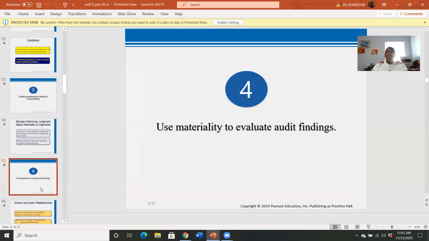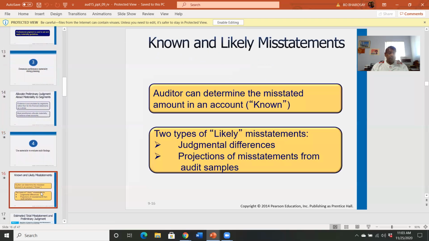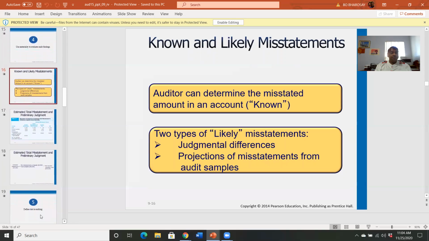We'll use materiality to evaluate audit findings. Known and likely misstatement. The auditor can determine the misstated amount in an account, the known misstatement. There are two types of likely misstatement: judgmental differences or projection of misstatement from audit samples. Although we project the amount of misstatement, that can be wrong, or we could have poor judgment in some of these things.